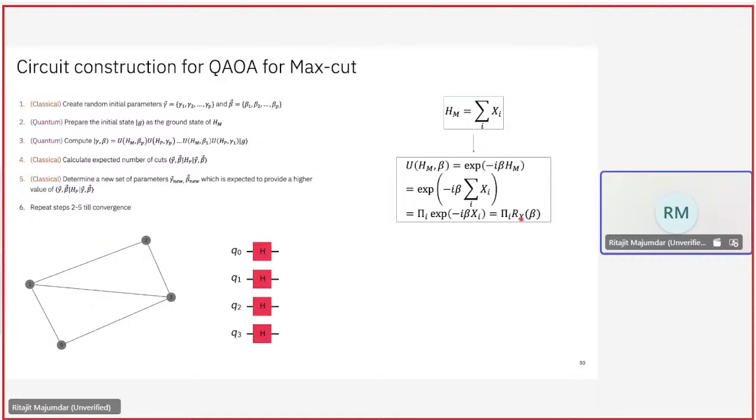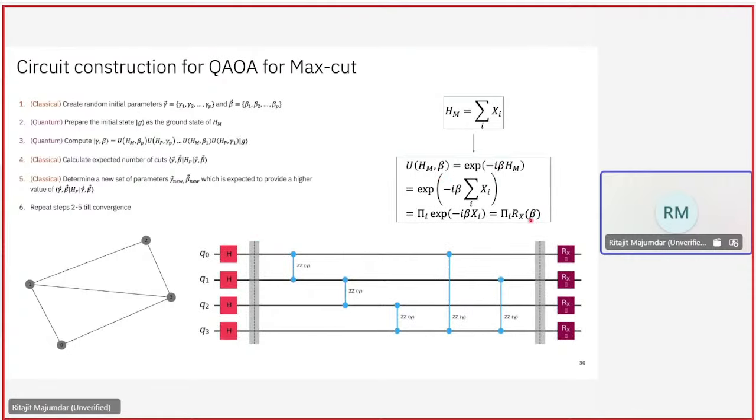So strictly speaking, this should be Rx2 beta. But anyway, let's not worry about that. Now the question is, where do we put this Rx gate? On each qubit i. So we have these Rx gates on each qubit i, and we are done with the circuit. This is for p equal to 1.